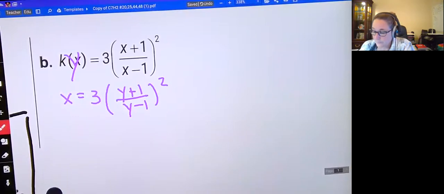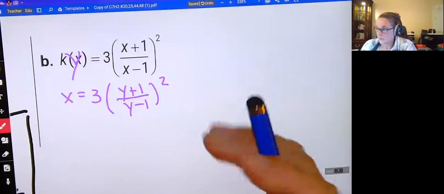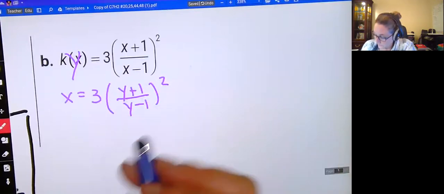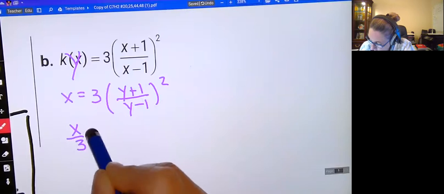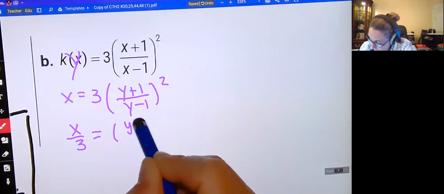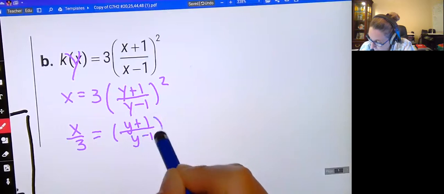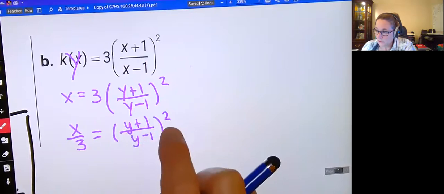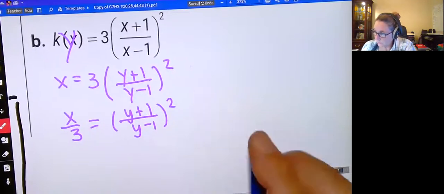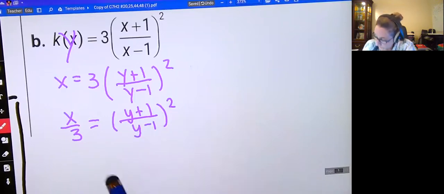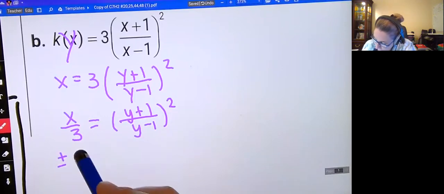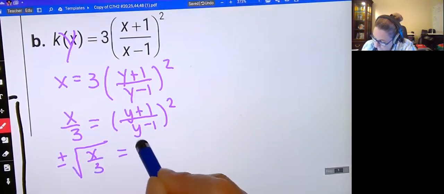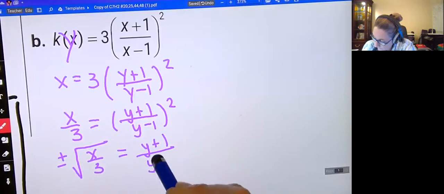That's our start. Now, the next thing I'm going to do is I'm going to isolate this. So I need to divide by 3. So I'm going to do x over 3 equals y plus 1 over y minus 1 squared. Then I'm going to undo the square by square rooting. And when I square root, I get a positive and a negative. So this is going to be a plus minus square root of x over 3 equals y plus 1 over y minus 1.